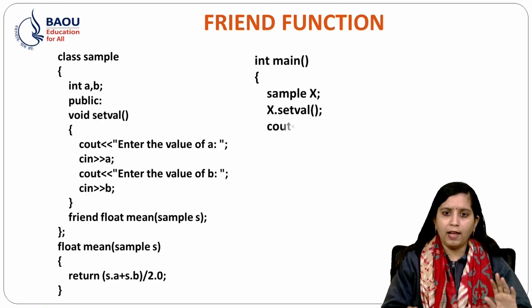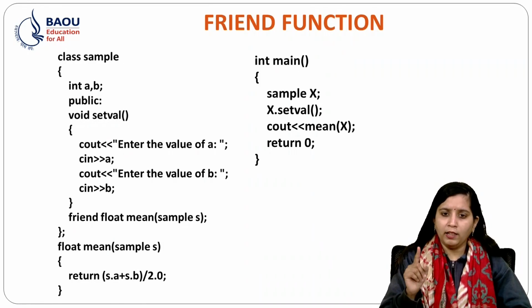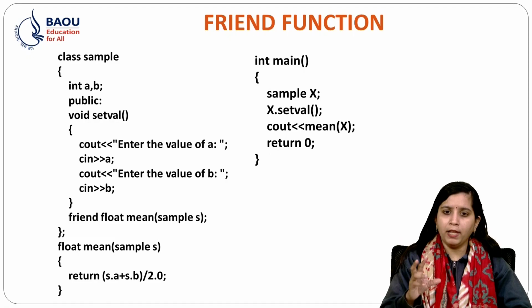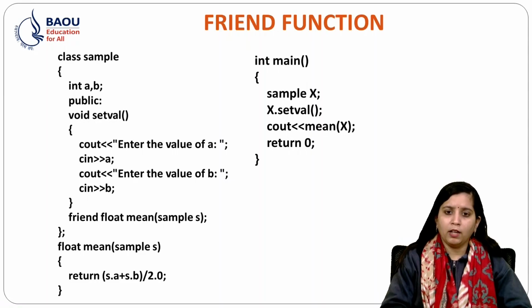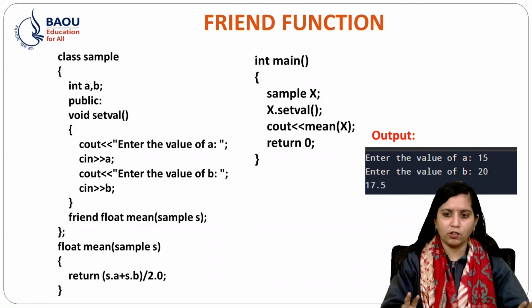And in main, I have one object x and call x.set value. In that I am taking the input from the user, and I am simply printing mean(x). So over here the friend function is called. Now let's see the output of it. When I enter the values 15 and 20, I will get the average as 17.5. Now I hope you get the idea about friend function.